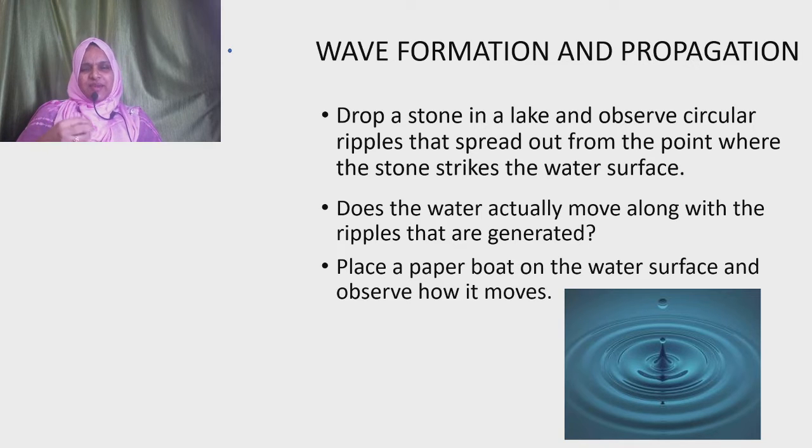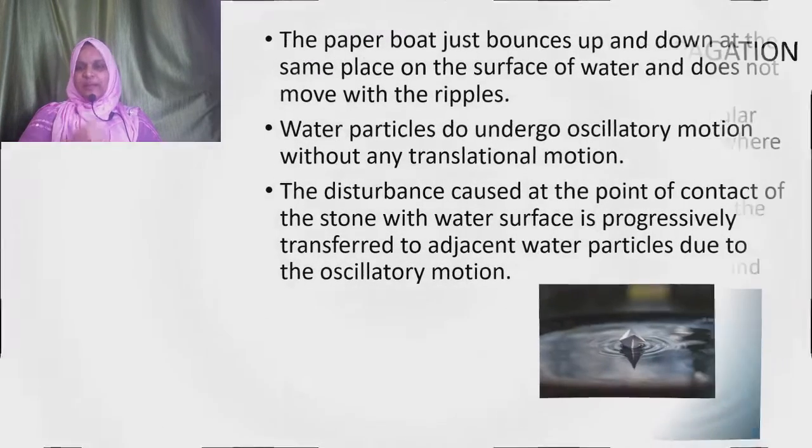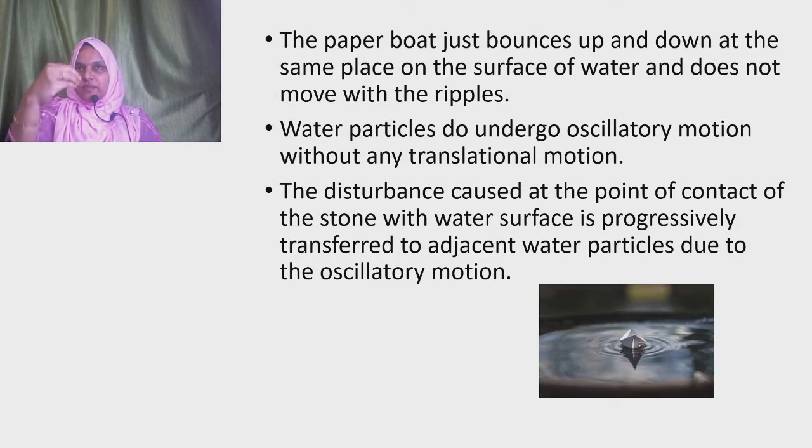For that, make a small paper boat and place it on the water surface and observe how it moves. What will happen then? The paper boat just bounces up and down at the same place on the surface of the water and does not move with the ripples. Why? Because the water particles are undergoing oscillatory motion without any translational motion. So the paper boat cannot move from one point to another. It will just bounce up and down at the same place where we dropped it.